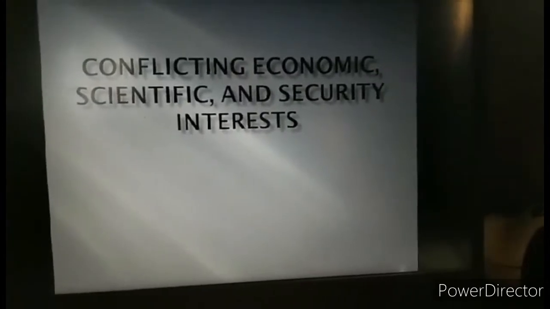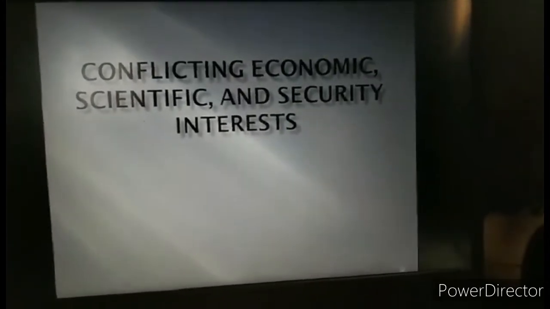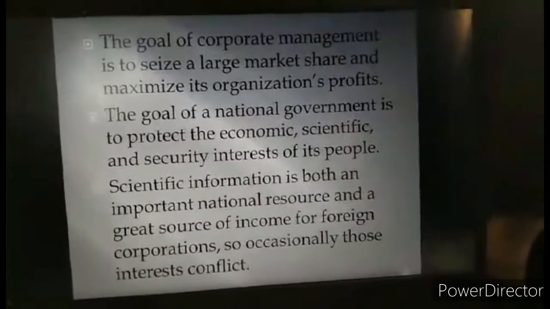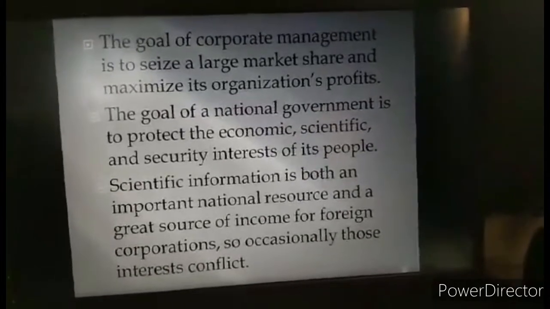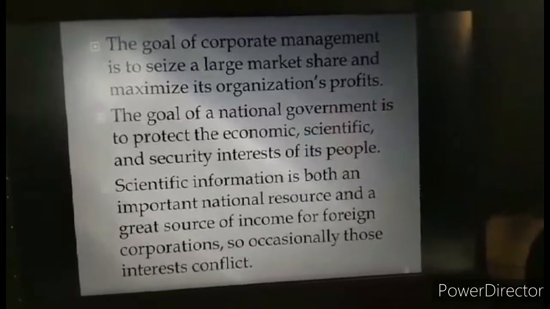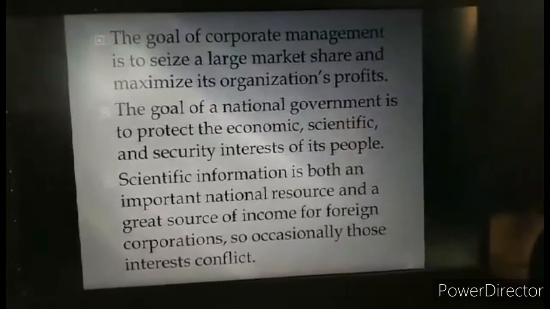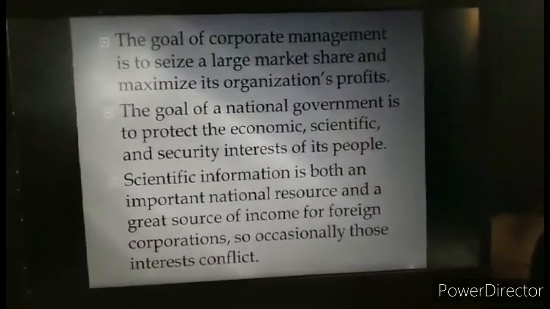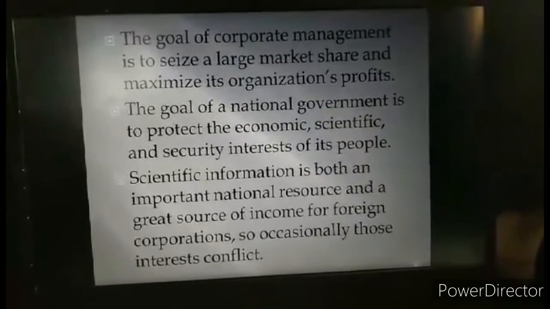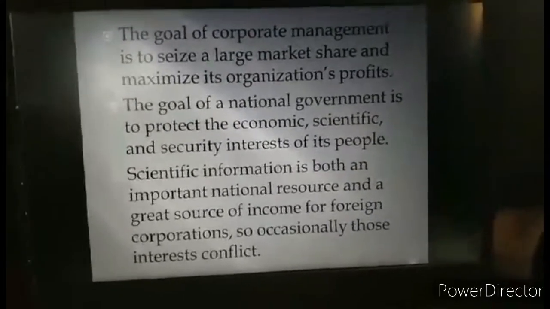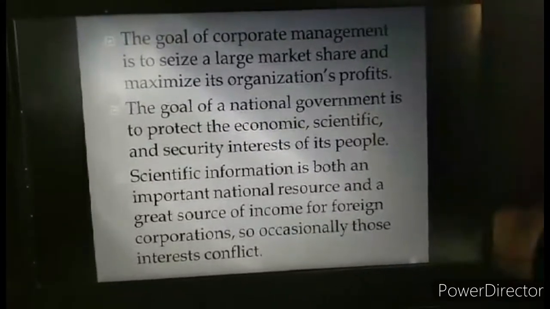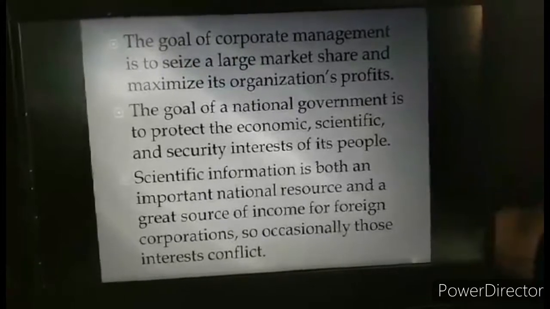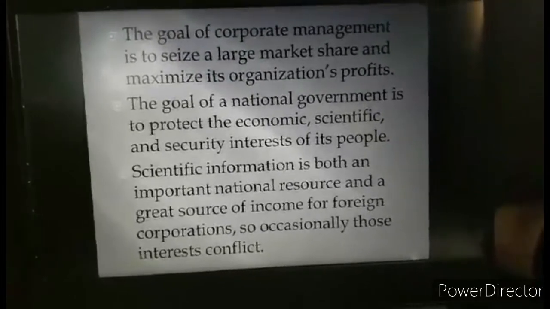Conflicting economic, scientific, and security interests. The goal of corporate management is to seize a large market share and maximize its organization's profit. The goal of national government is to protect the economic, scientific, and security interests of its people. Scientific information is both an important national resource and a great source of income for foreign corporations, so occasionally those interests conflict.